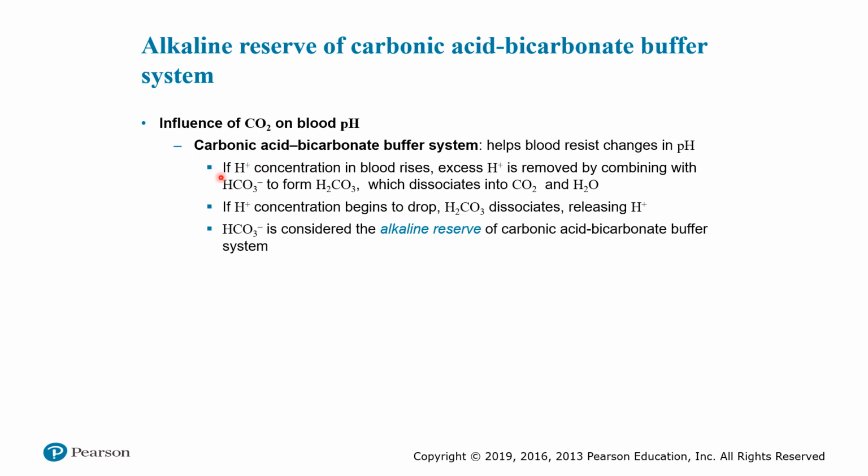So what happens if the H plus ion concentration rises in the blood? It means that the blood pH is acidotic, because when H plus, the hydrogen ions, increase, the pH decreases, and we say that there is acidosis. So when H plus concentration rises in the blood, the excess hydrogen ion is removed by combining it with bicarbonate to make H2CO3, the carbonic acid, as we already saw in this reaction. And this H2CO3 dissociates into carbon dioxide and water.